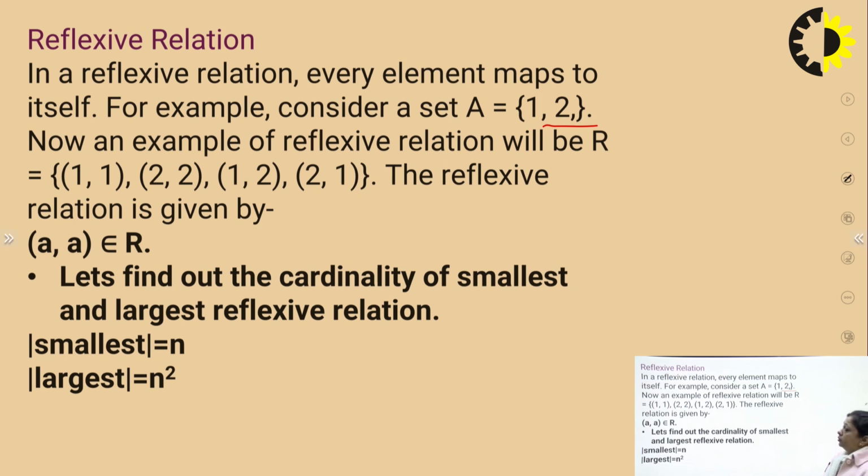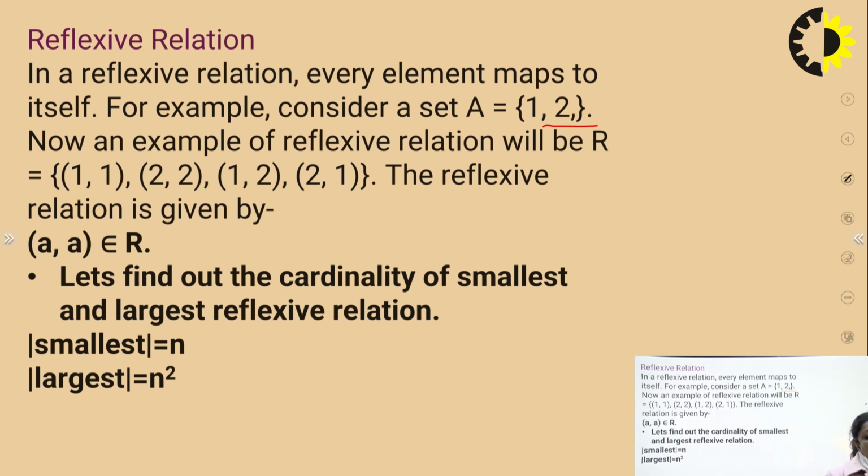So one of the examples of the reflexive relation can be (1, 1), (2, 2), and then we have the other elements as well in this, (1, 2) and (2, 1). So this relation is reflexive relation. The only condition is that I should have all the diagonal elements and then I can have other elements, or I even may not have the other elements, then also the relation will remain reflexive. But the only condition is that all the diagonal elements should be present in the relation. Now, if I talk about the cardinality, that is what will be the number of elements in the smallest and largest reflexive relation.